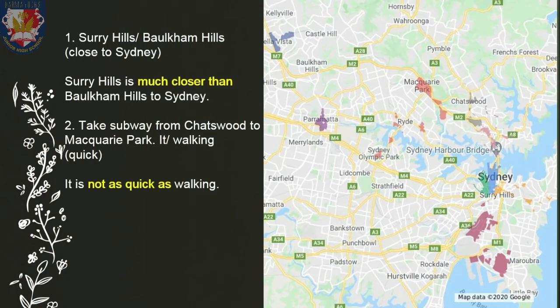Let's see the example. There are 2 hills in this sentence. They are Surrey Hills and Bolcombe Hills, which are close to Sydney. Let's together compare these 2 hills. Surrey Hills is much closer than Bolcombe Hills to Sydney. Now, let's compare. Which is quicker? Taking the subway from Chatswood to Macquarie Park or walking? We can clearly say it is not as quick as walking.